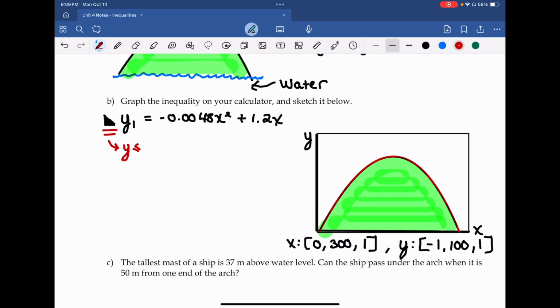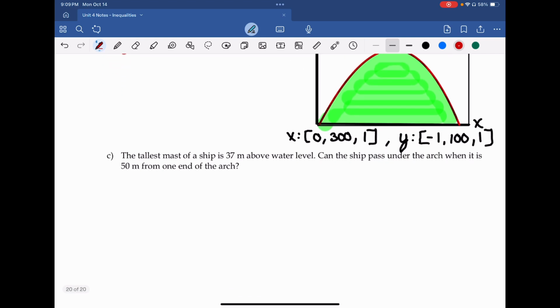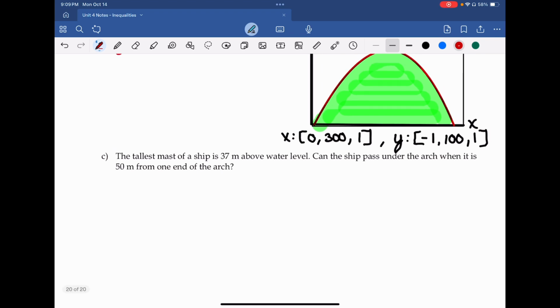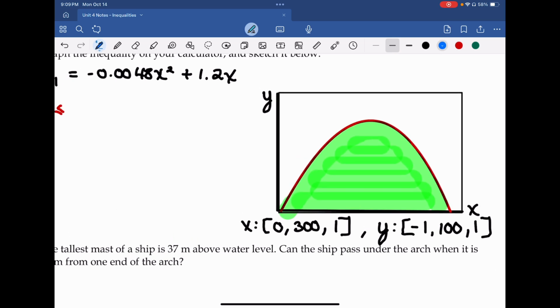Okay, now what we need to do is solve this second piece here, which is our part C. They say that the tallest mast of a ship is 37 meters above the water level. Can the ship pass under where the arch is 50 meters from one of the ends? To sketch this out on our graph, before we start typing in any values, they're saying, will it fit at this point here where it is 50 meters away from the edge? And realistically, we could even talk about it as 50 meters from the opposite edge as well. So if we wanted to sketch it over here, this is also 50 meters, whether the ship is on the left or the right going under this arch.